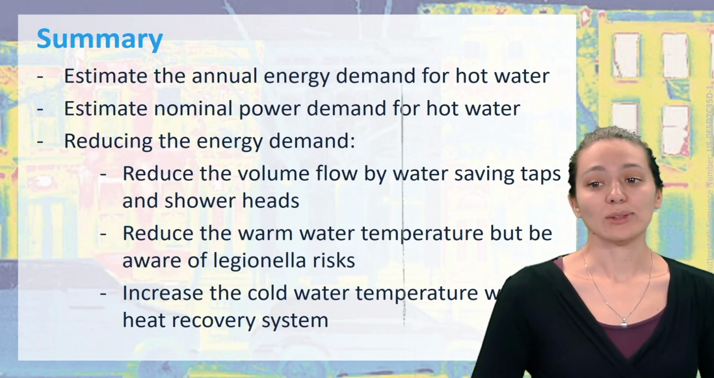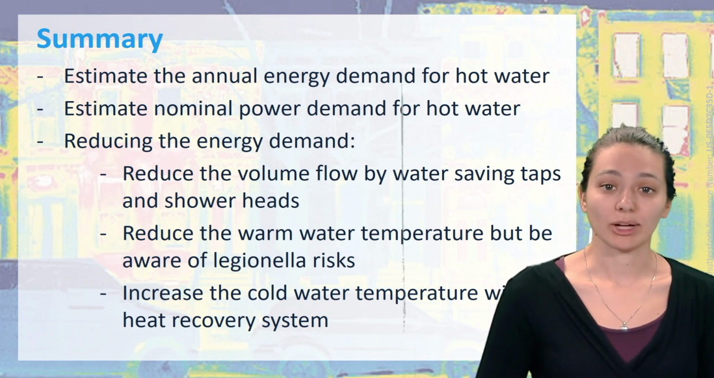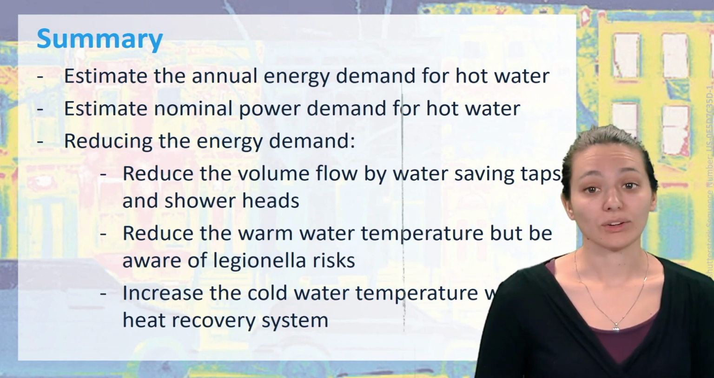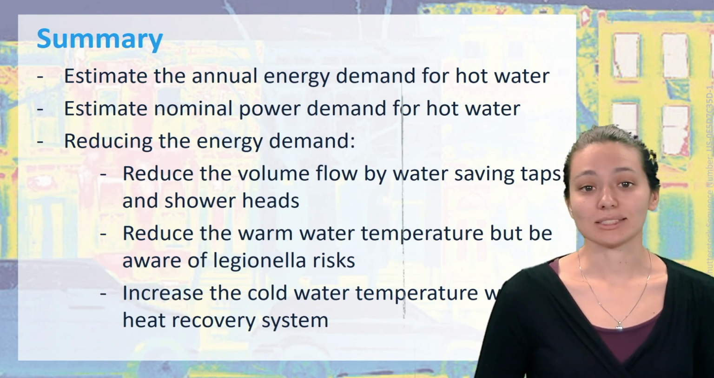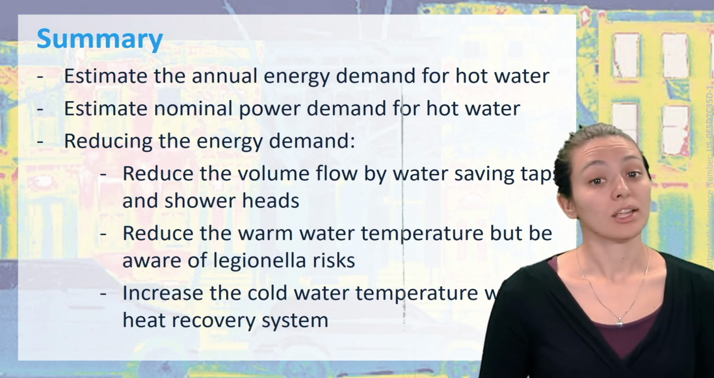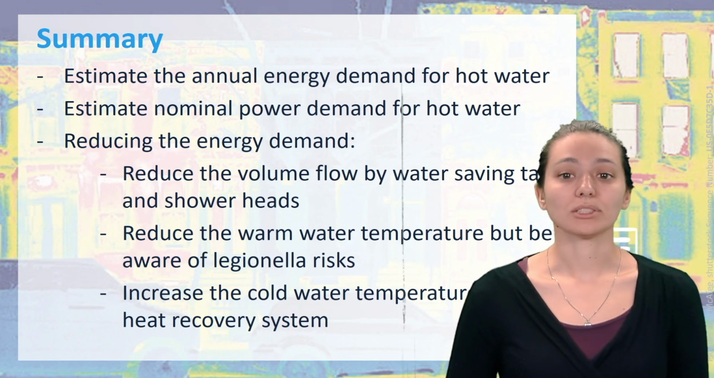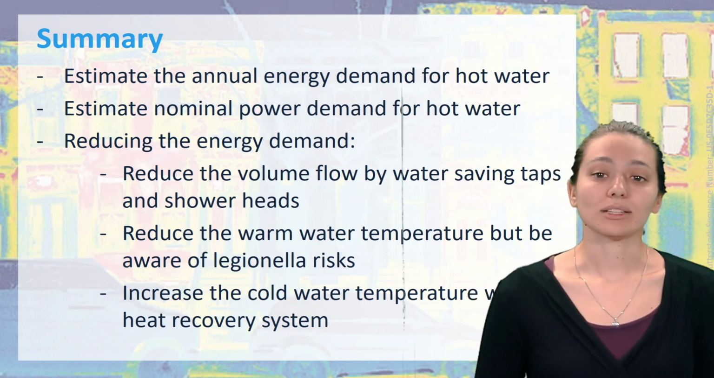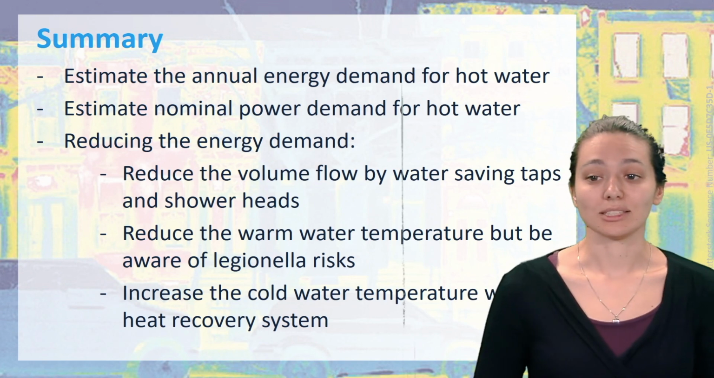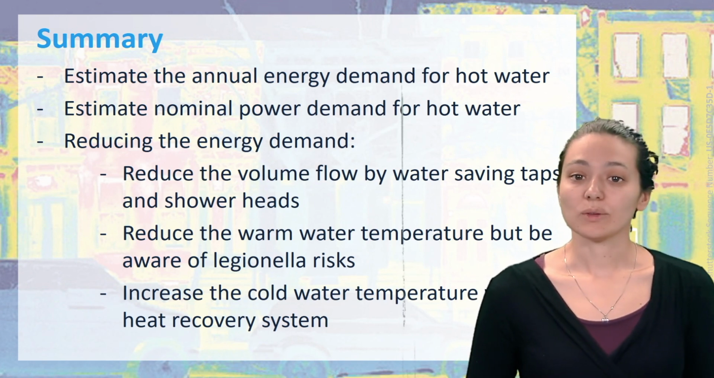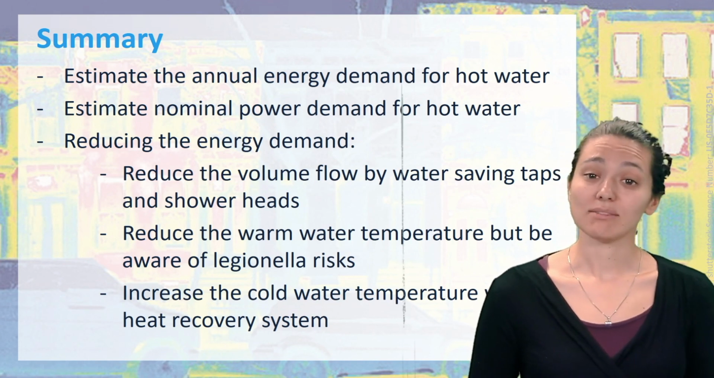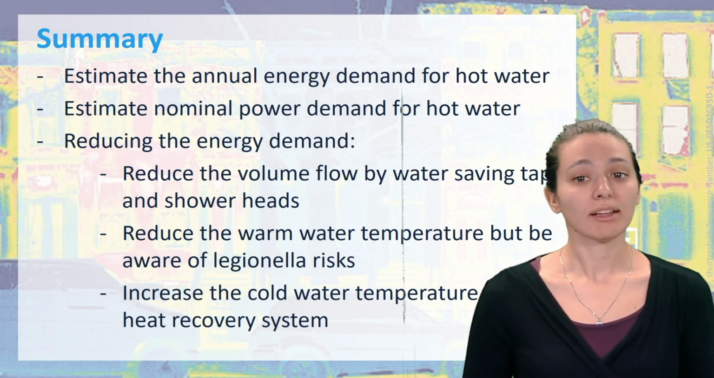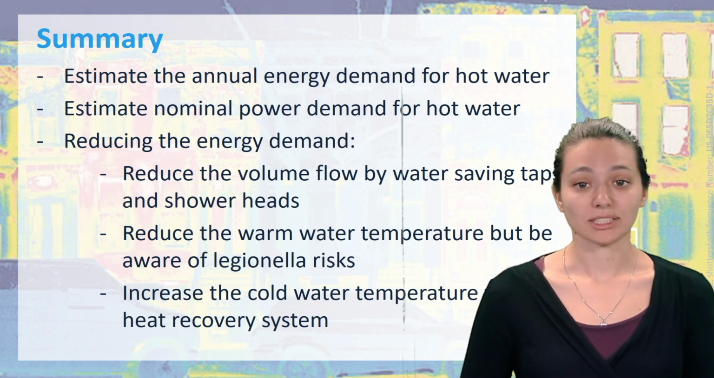So now you know how to estimate the energy and power demand for hot water. You know that the function of the building and the habits of the users have an impact on the extent of the energy demand. You also know that the volume and the temperature difference are two aspects that we can influence to lower the energy demand. The volume we can lower with water-saving taps and shower heads. When lowering the temperature difference, we have to be careful for the Legionella risk.